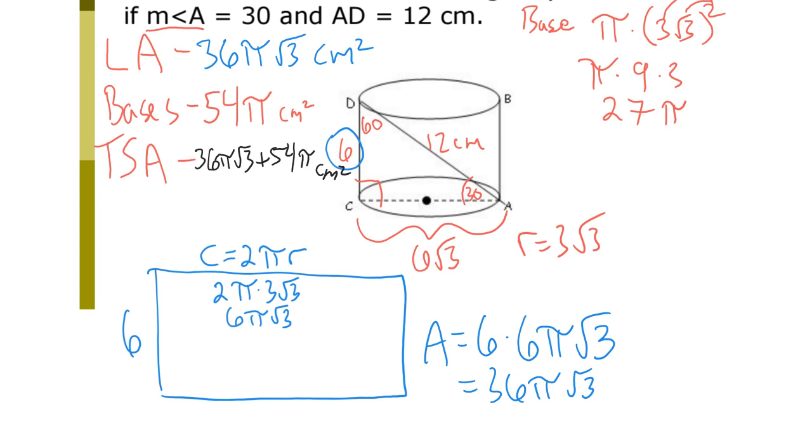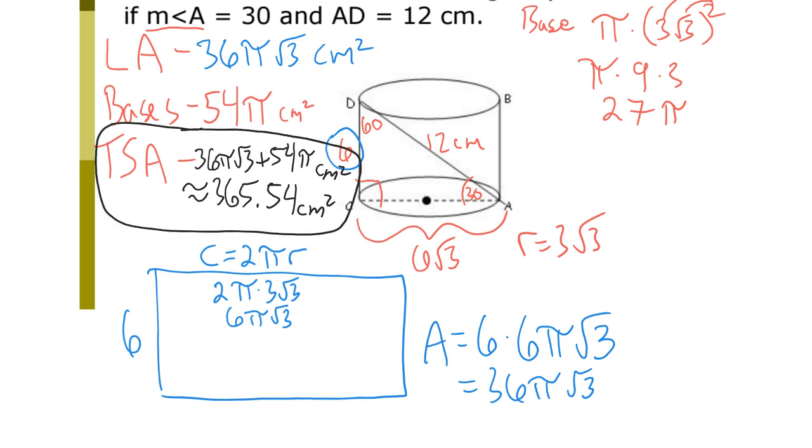But I could plug this into the calculator: 36 pi square root 3 plus 54 pi. And that gives me a grand total of 365.536, so either 365.54 or 365.5 centimeters squared. And boom, there are my two answers for the total surface area.